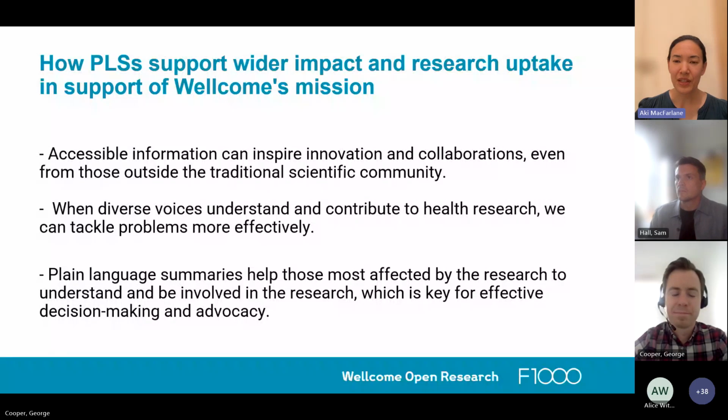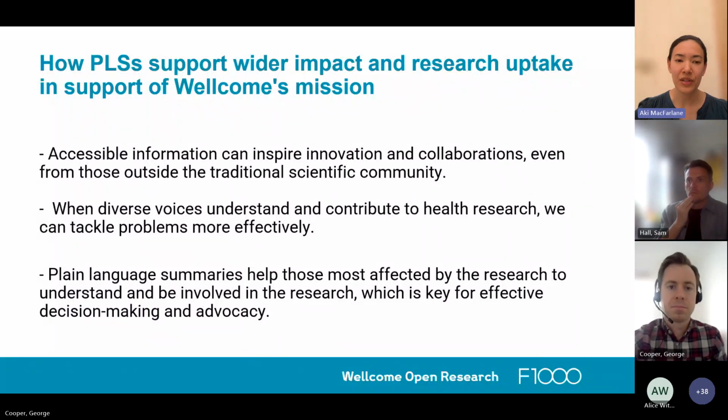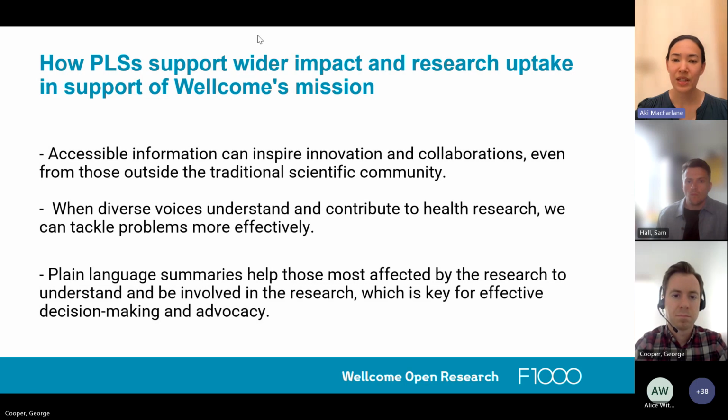Accessible information, as I said, can inspire innovation and collaborations. These could be across disciplinary boundaries or even beyond the traditional scientific community. When diverse voices can understand and contribute to health research, the idea is we can tackle problems more effectively because more voices coming together, especially from communities most affected, ideally make the solutions more translatable. And as more people can understand and be involved in the research, we also hopefully achieve more effective decision making and advocacy.